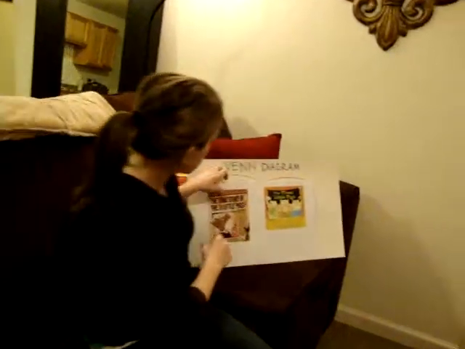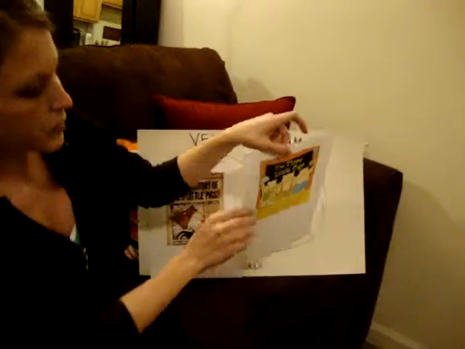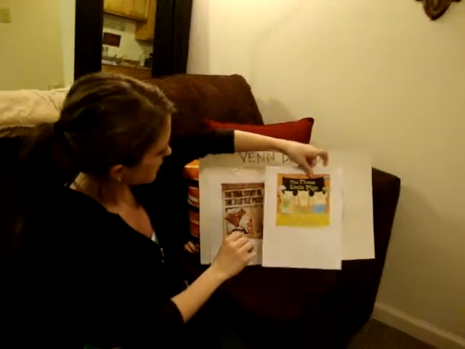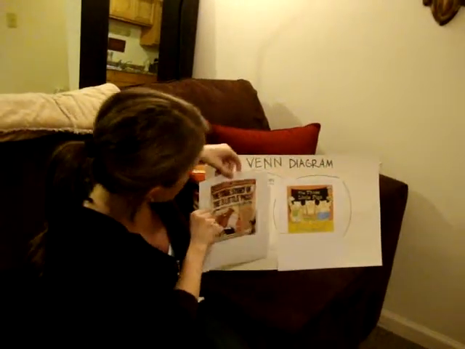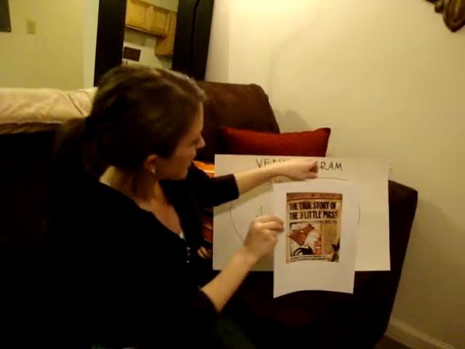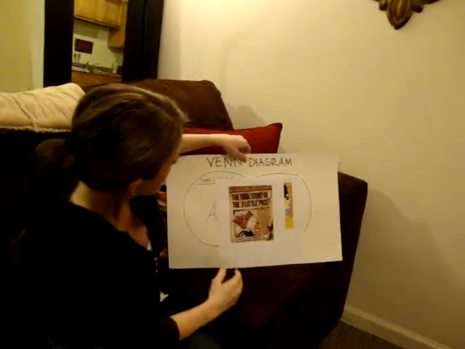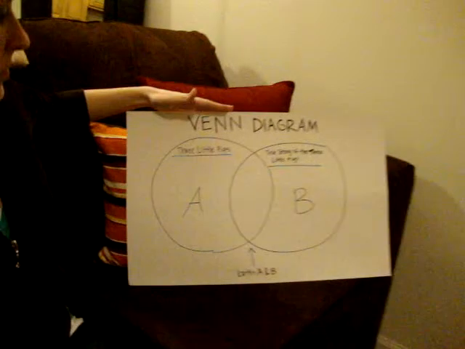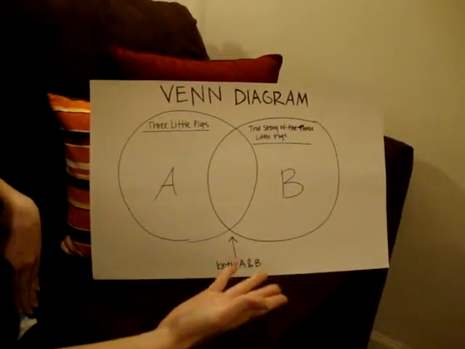After that, you're going to read The Three Little Pigs. And then after you read The Three Little Pigs, you are going to read The True Story of the Three Little Pigs. And then after you read the two stories, you are going to show the class your Venn diagram, and you're just going to demonstrate that to them.